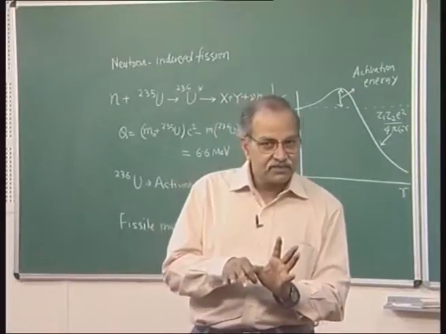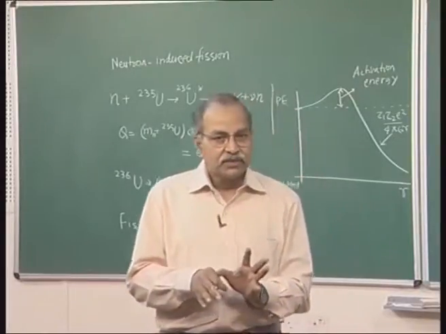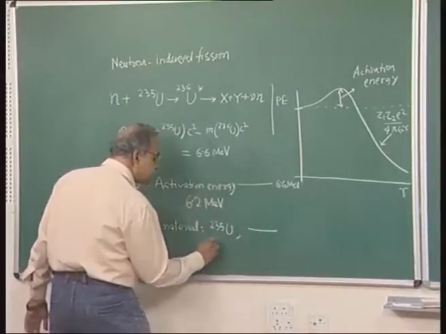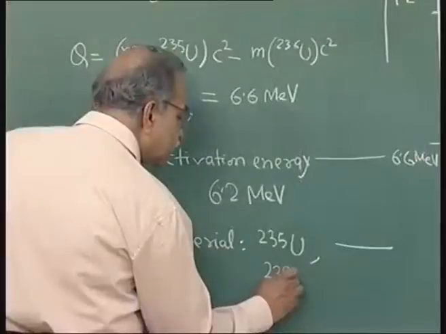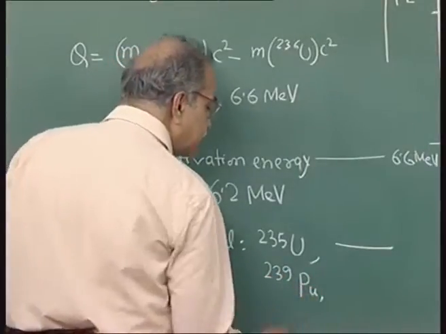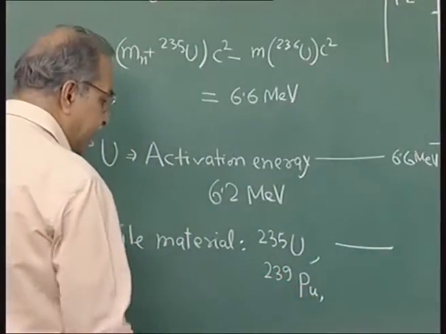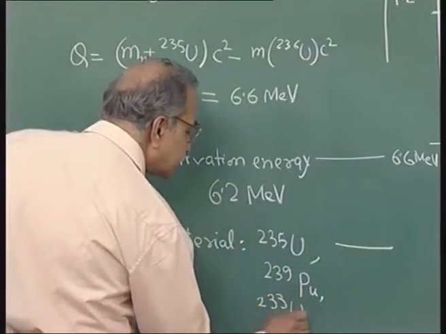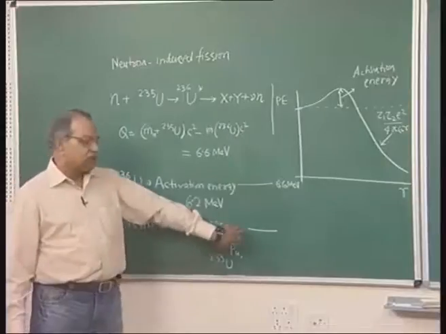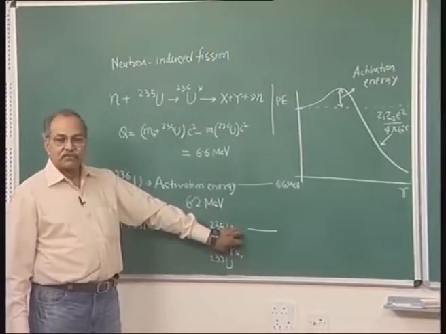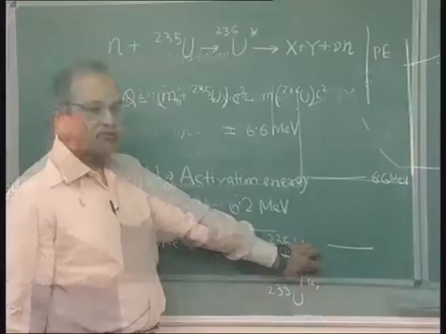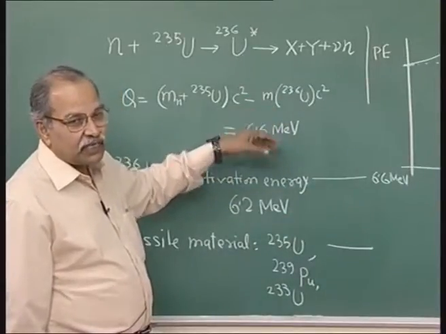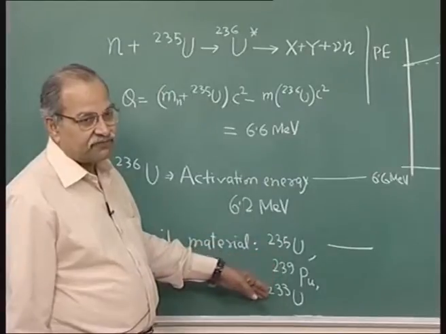There are other fissile materials like plutonium 239, right. You can have a fissile material like plutonium 239, or uranium 233 also. These are fissile materials. If you put thermal energy neutrons or very low energy neutrons, the Q value is large enough to allow large cross sections of fission.